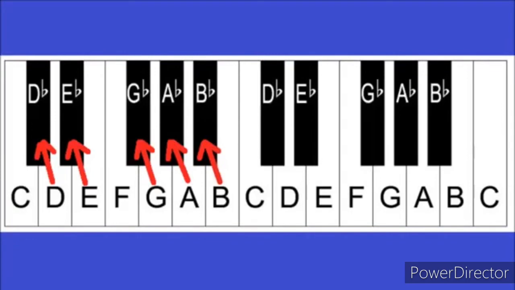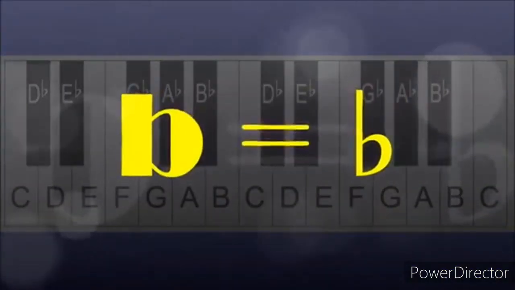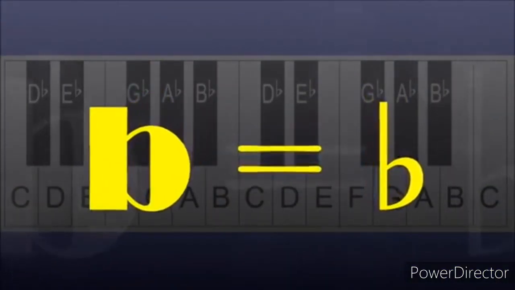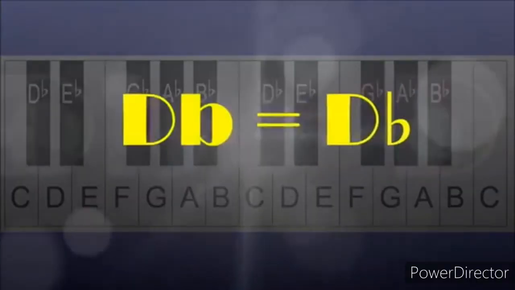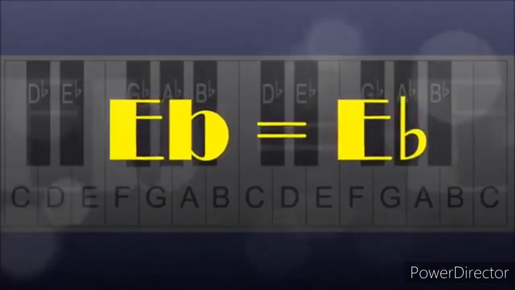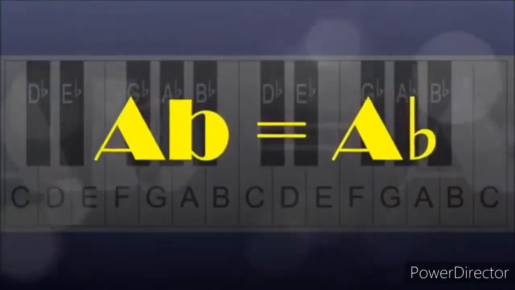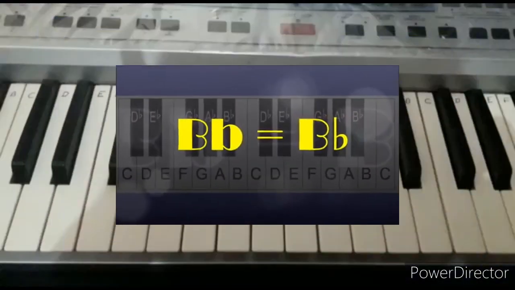Instead of typing the word flat every time, a small letter b is used. So instead of typing or writing D flat, you type this. Instead of E flat, you write this, followed by G flat, A flat, and B flat.